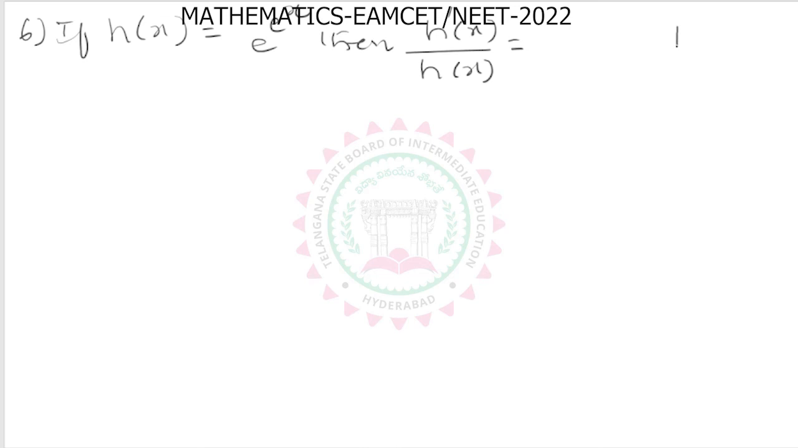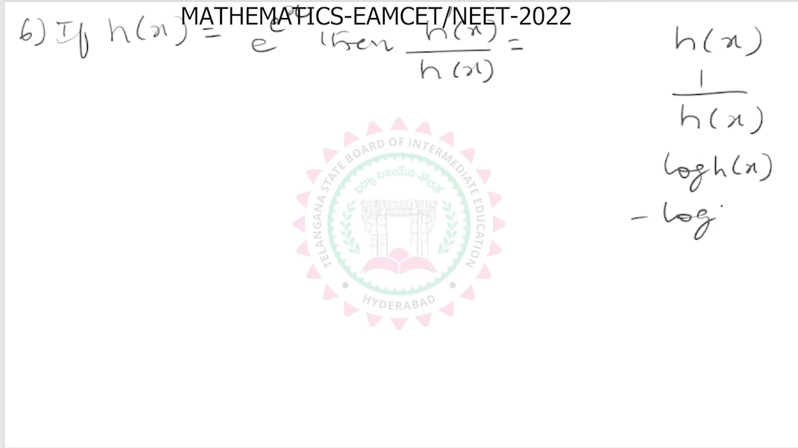Now come to the next question. If h(x) is equal to e power of x, then what is being asked? h dash x by h of x is equal to, the first option is h(x), second option is 1 by h(x), third option is log h(x), fourth option is minus log h(x). Okay, now come to the solution.